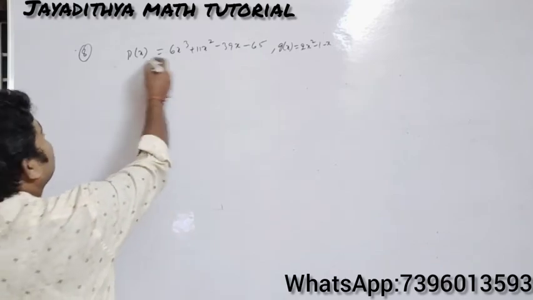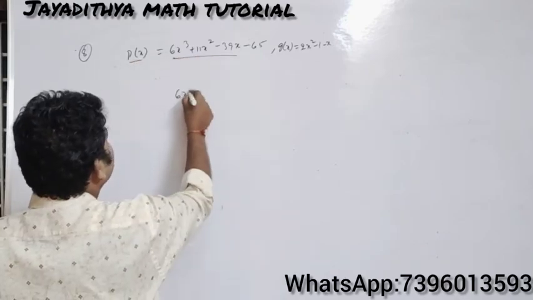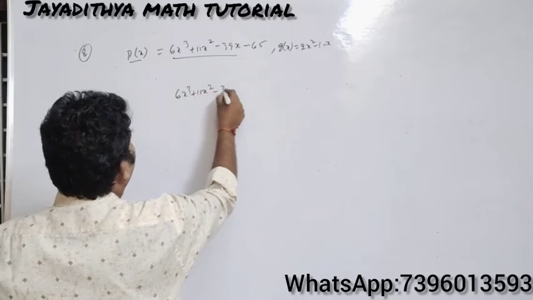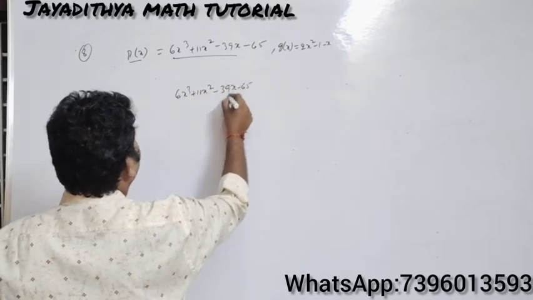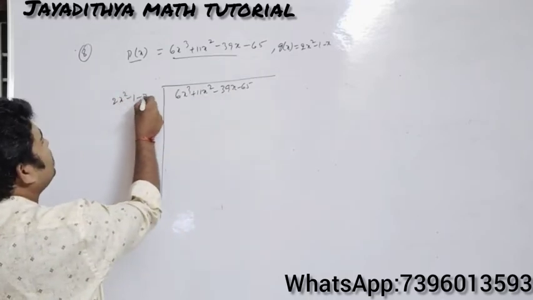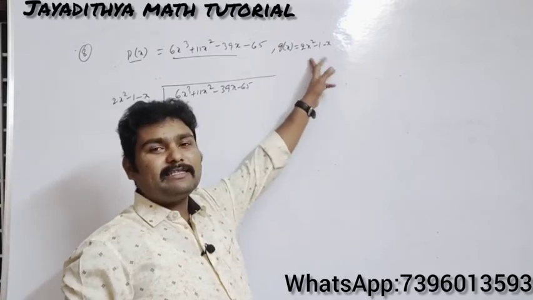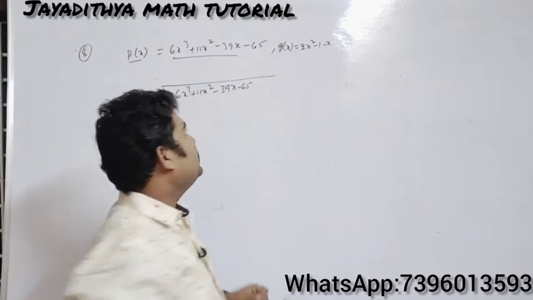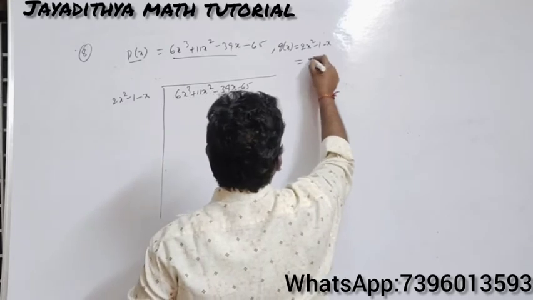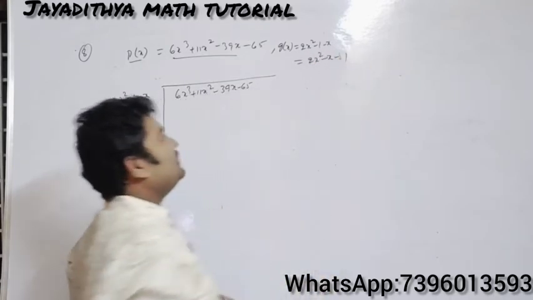How to divide? P of x will be the dividend and g of x will be the divisor. So you should divide 6x³ + 11x² − 39x − 65 by 2x² − 1 − x. Whenever you are dividing, first of all you should write the divisor and dividend in the standard form. Here this is not in the standard form. Let me write this one. So this is 2x² − x − 1. Now that is in the standard form.